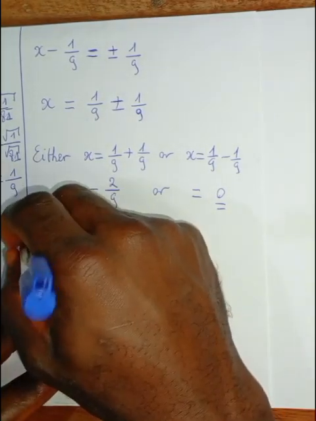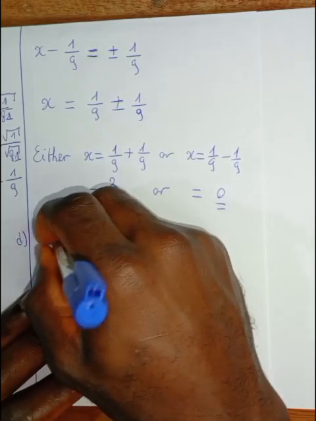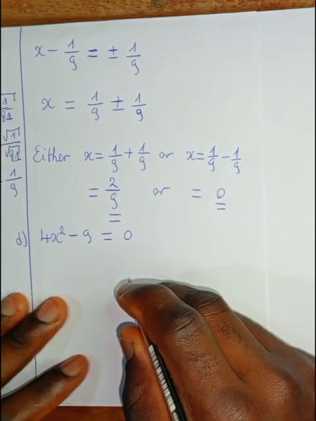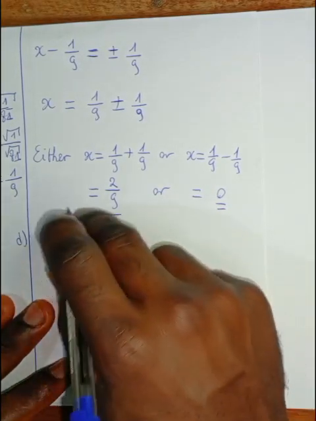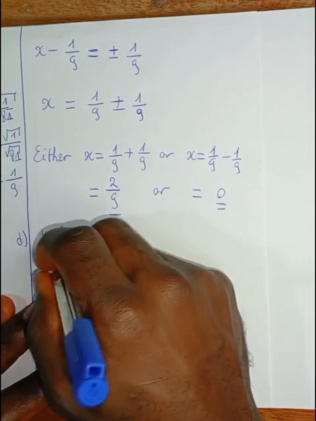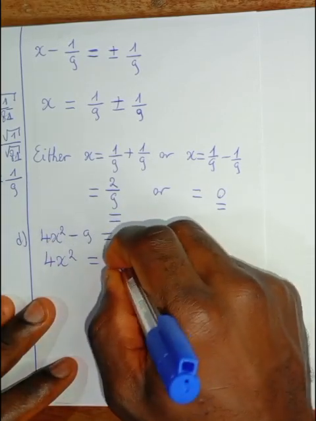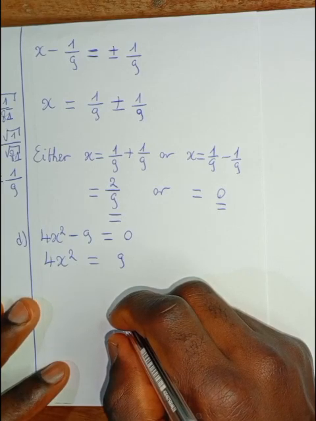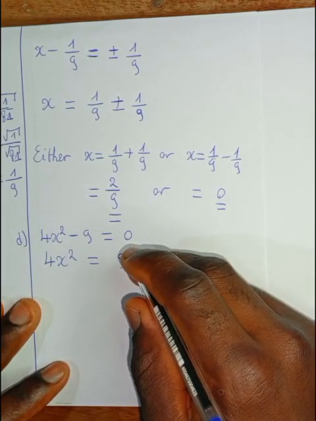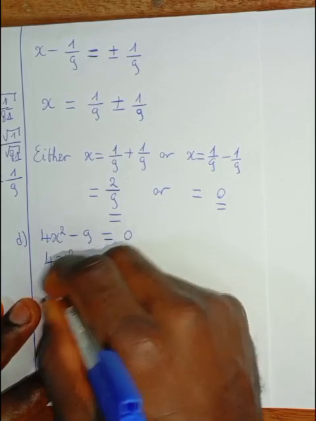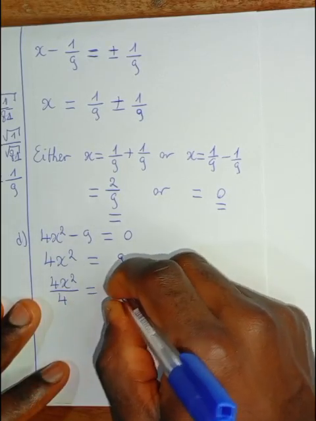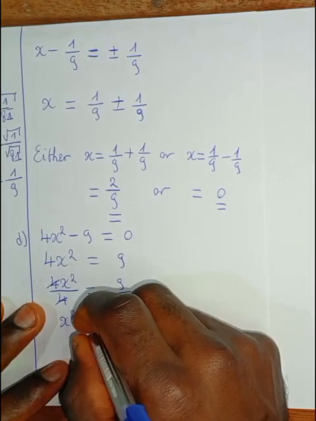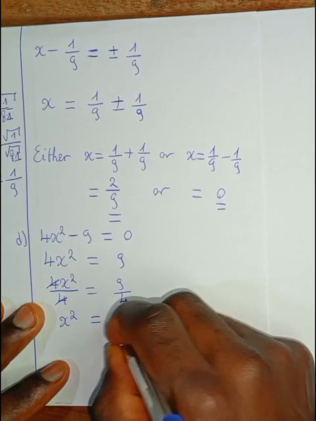We go now to question D. For question D, we have 4x squared minus 9 is equal to 0. First thing, we are going to transfer the constant term negative 9 to the right hand side. This will give us 4x squared to be equal to 9. Next step, we are going to make the coefficient of x squared to be 1 by dividing both sides by 4. This will give us 4x squared divided by 4 is equal to 9 divided by 4. 4 will cancel 4. We simply obtain x squared to be equal to 9 all over 4.